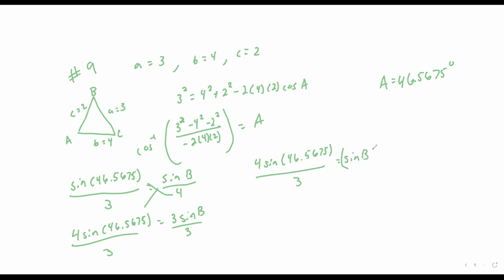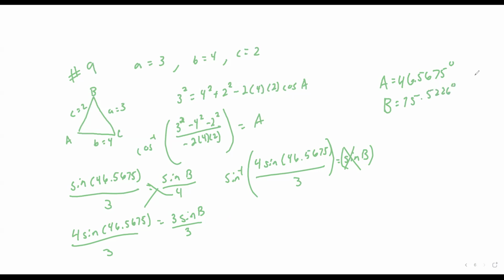To get rid of this sine, I need to take the inverse sine of the other side. So that's what I'll do now. So I'll do trig, sine inverse, control, divide, 4 times sine 46.5675 divided by 3, and I now have my answer. So for angle B, I get 75.5226.